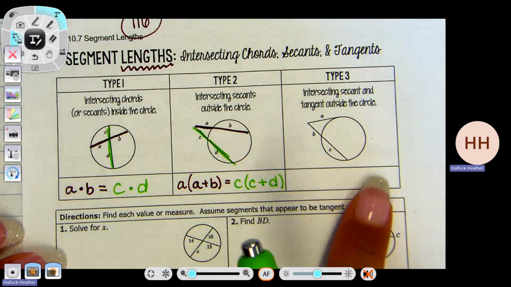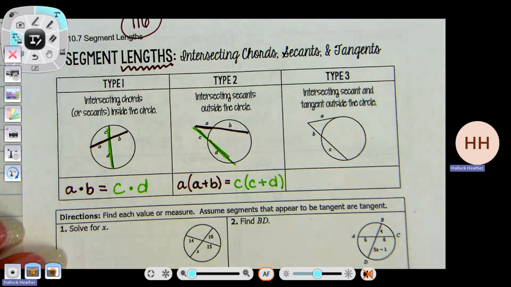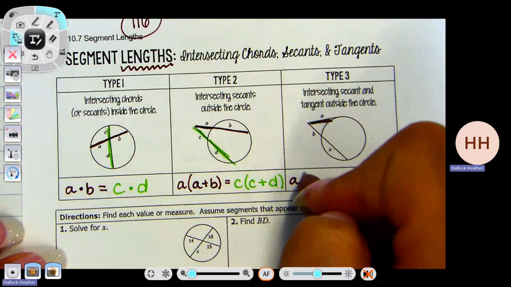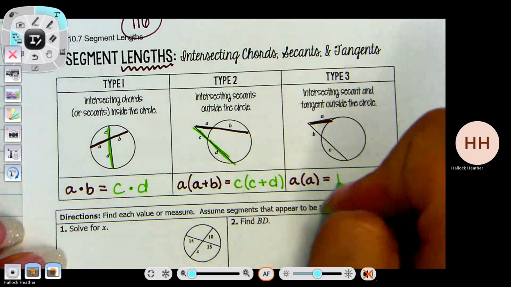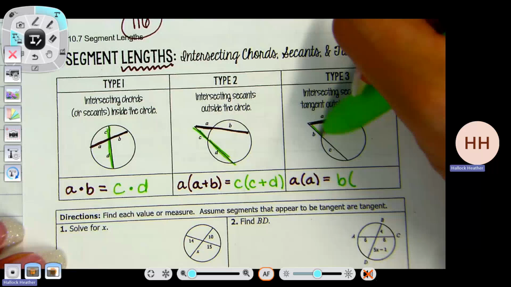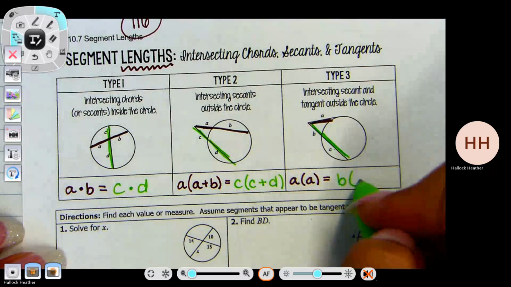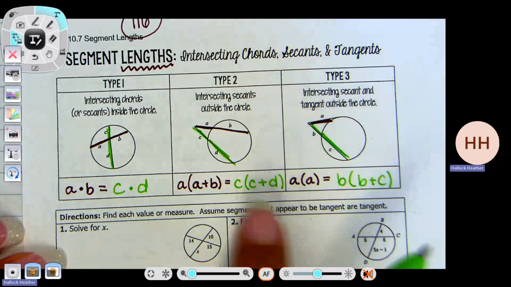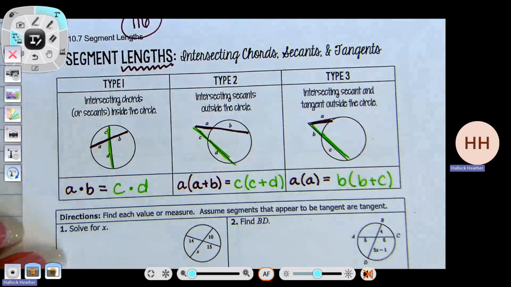The last one is type 3. It's literally the same as this. It just looks a little different because it's tangent. So if I pick something on the outside like A, it is being multiplied by the entire length of that line. Is there anything to add to it? No. So it's just A times A. And then what's on the outside? B. And then how would I write adding this together? B plus C. And that's it. So these 2 are the same thing. It's only a little different because A has nothing to add to, so it's just A times A.